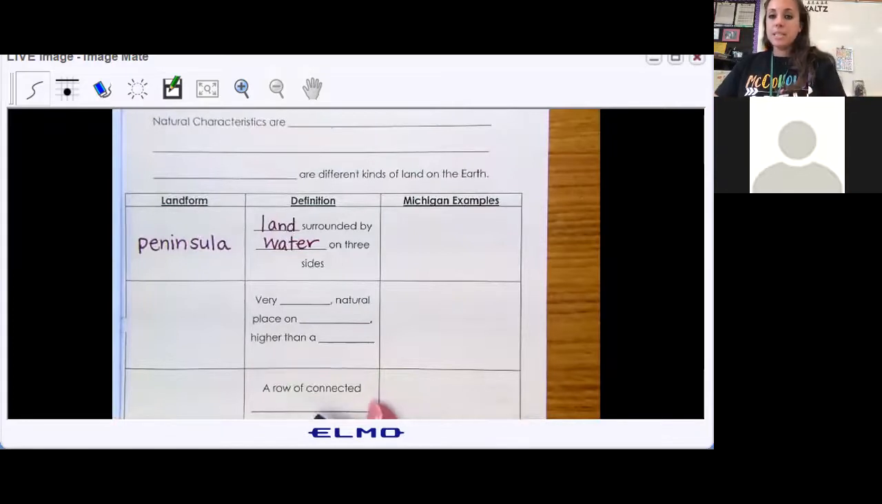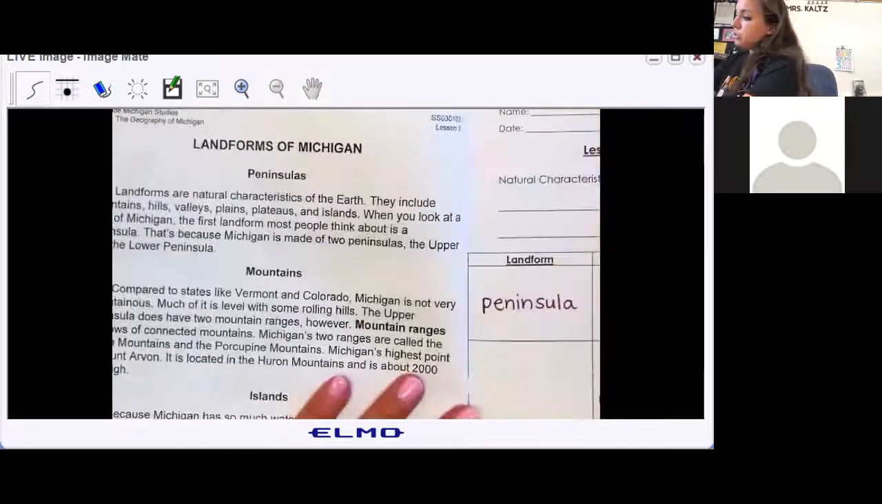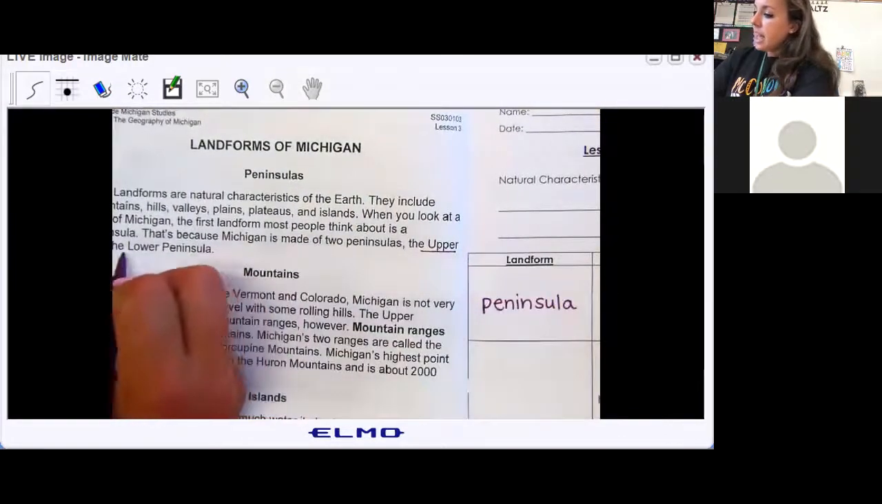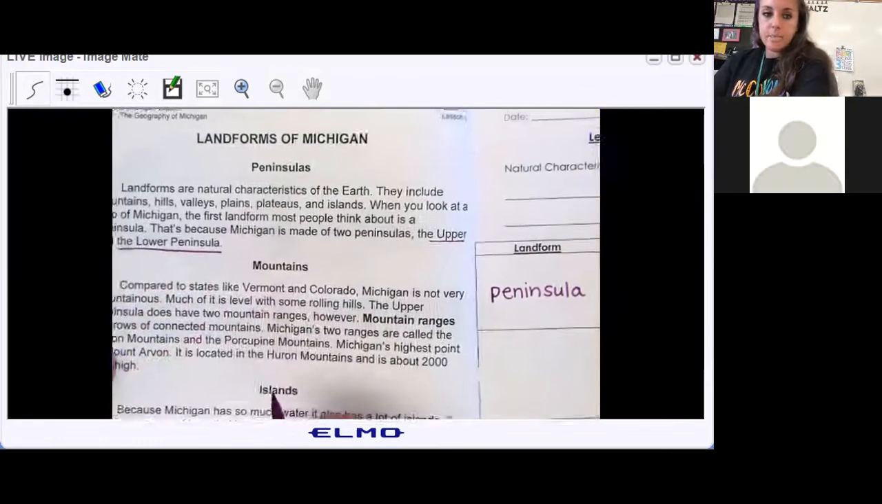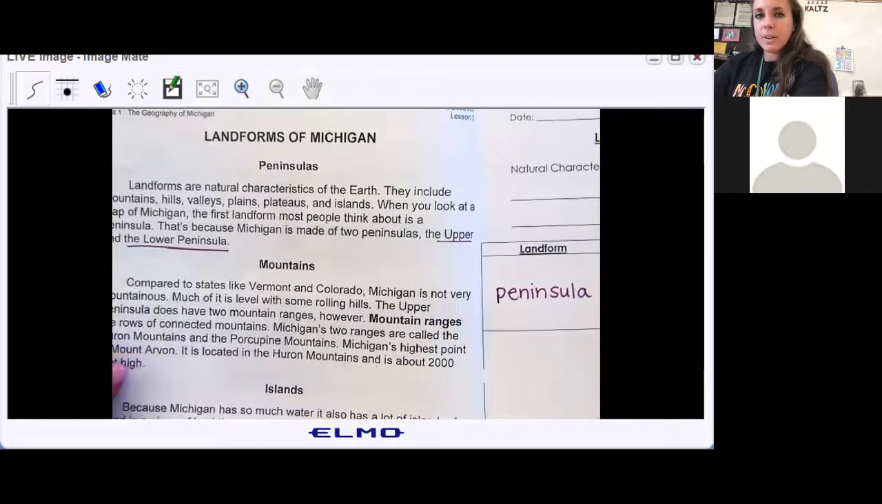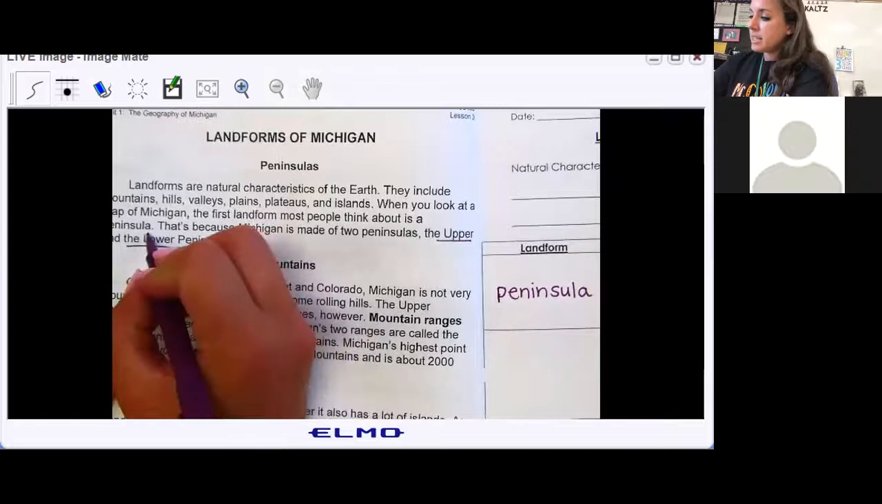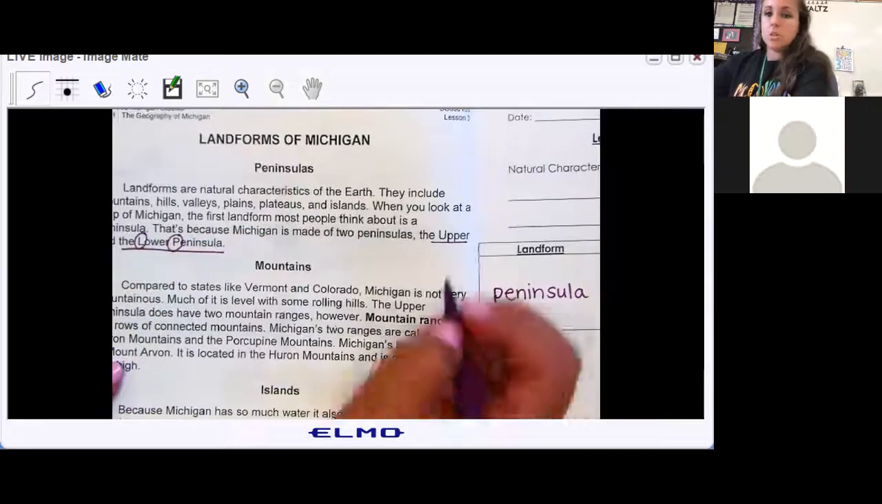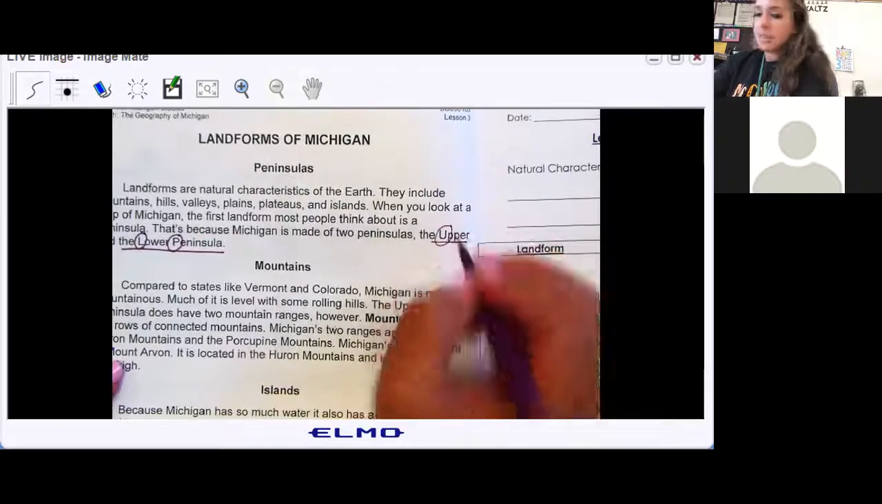Now, the reading we did do gives us an example. It gives us 2 examples, the upper peninsula and the lower peninsula. You only need to write down 1 example. If you want to write down more than 1, that's great. One big hint to show me it's an example is it's because it's a name, so it starts with a capital letter.